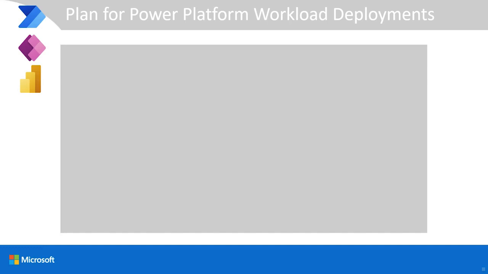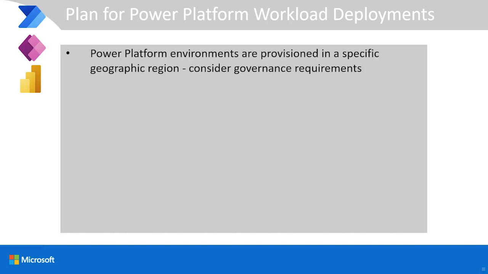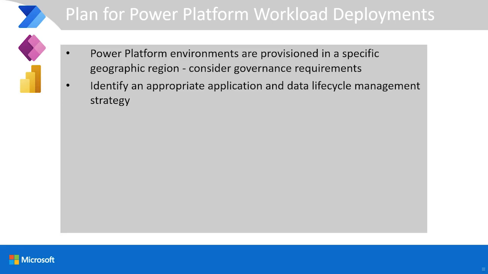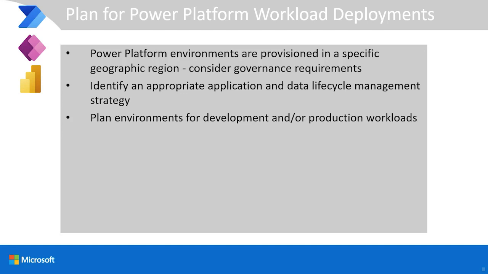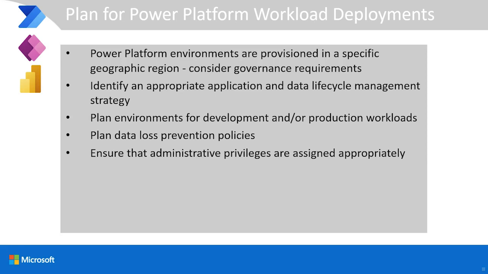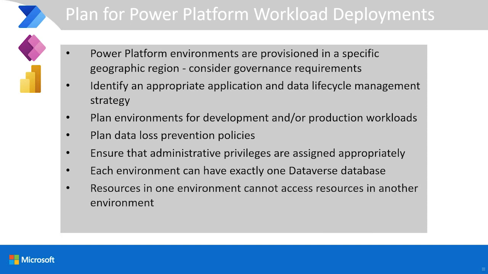Despite its relative simplicity and accessibility, the Power Platform requires substantial planning to ensure a successful deployment. The factors admins have to consider when planning a deployment include governance policies that account for the fact that each Power Platform environment is provisioned in a specific geographic region, identifying an appropriate application and data lifecycle management strategy, planning for environments to support both development and production workloads, data loss prevention policies that protect sensitive information from leaking out of the organization, ensuring that administrative privileges are assigned appropriately, and planning around the constraints that each environment can have exactly one Dataverse database and that resources in one environment cannot access resources in another environment.